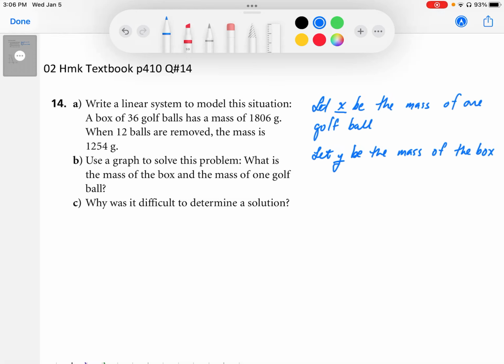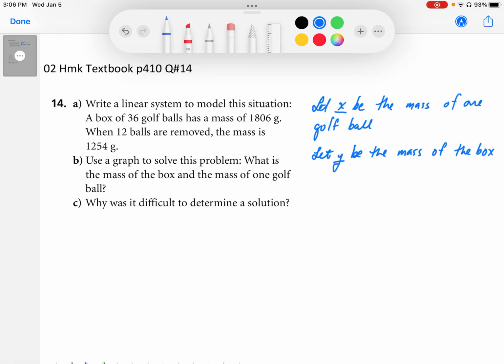In this question here, we have 36 golf balls, and the box has a mass of 1806 grams. When 12 balls are removed, the mass is 1254. So the first thing we have to do is determine what exactly our unknown parts are. So what's our x and y?